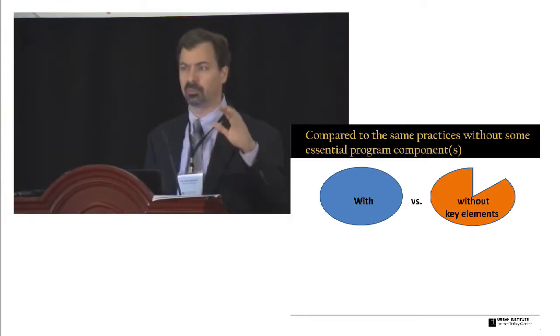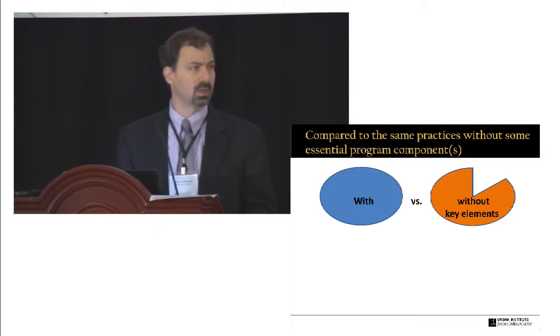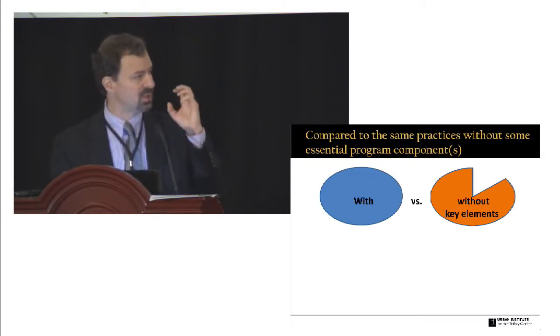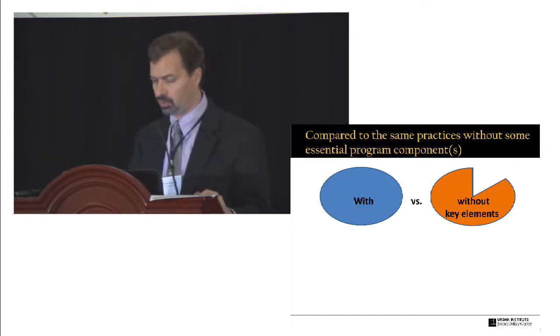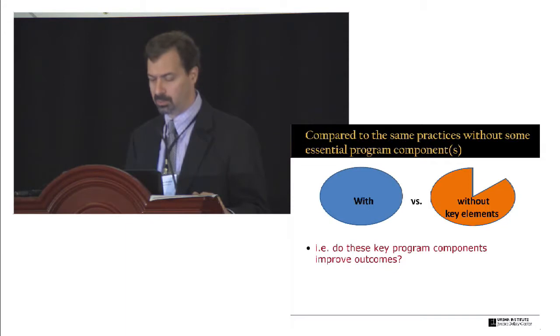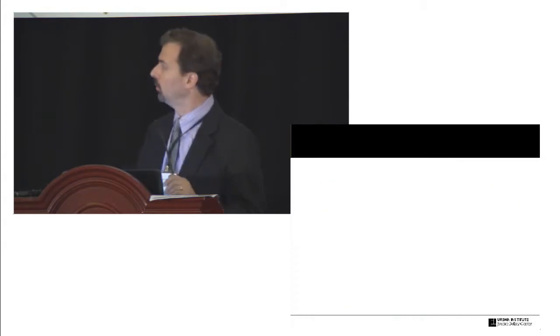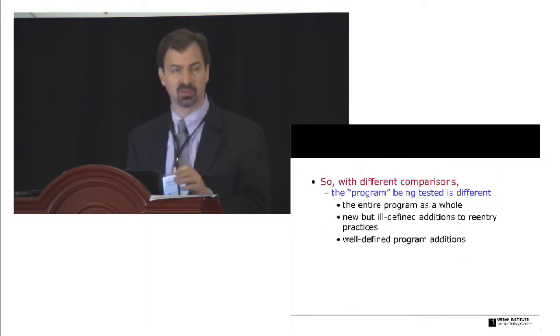There wasn't any substance abuse treatment, or there wasn't any co-occurring disorder treatment. That's what you've added. And then what you're testing is simply the addition of those components. That makes it much cleaner to understand what the results mean in the end. Do these key program components improve outcomes? The upshot here is that with different comparisons, the program being tested is different.